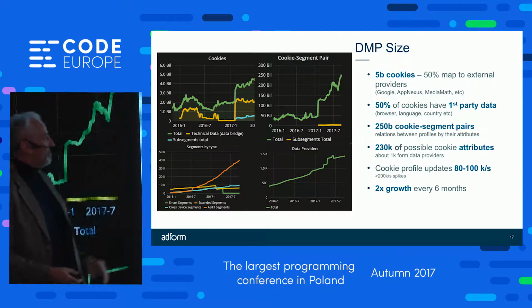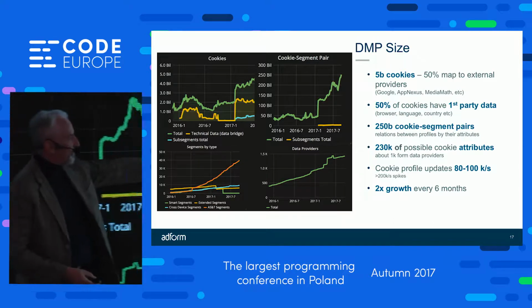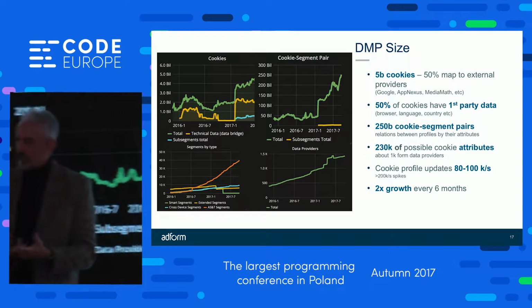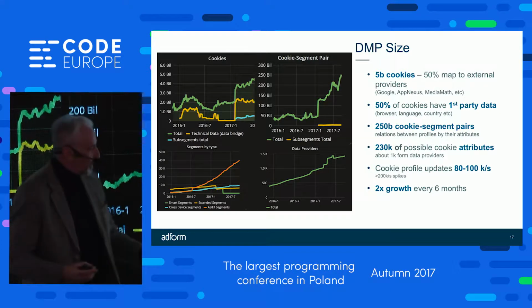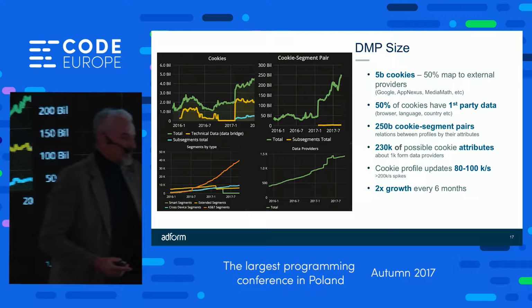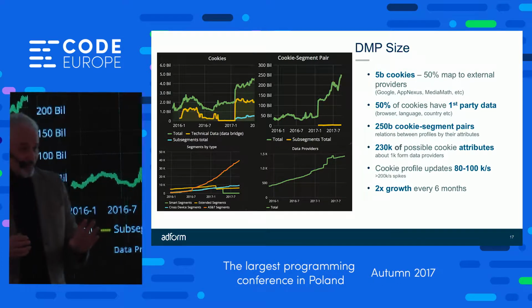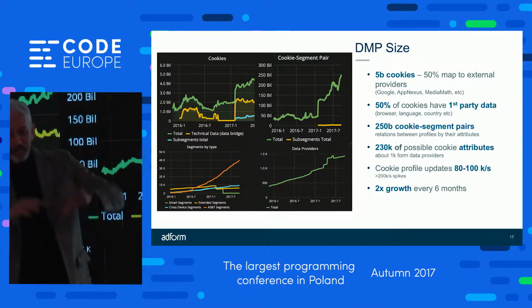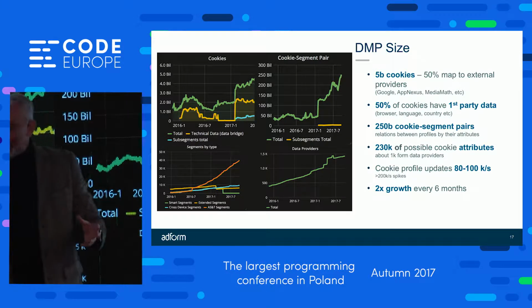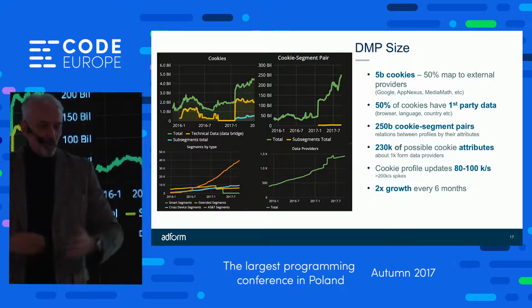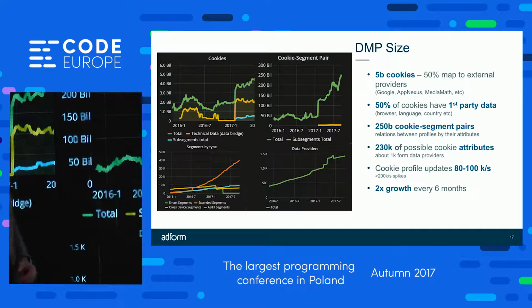So we have 5 billion cookies. Some of them have first-party information like the browser that was used, the language that it was, the location that it was in. Then we have cookie segment pairs, so we have 250 billion of these. 250 billion. Okay, that's a big number. If we had a 1 euro cent for that, we'd all be rich driving Teslas and flying to the moon or something.